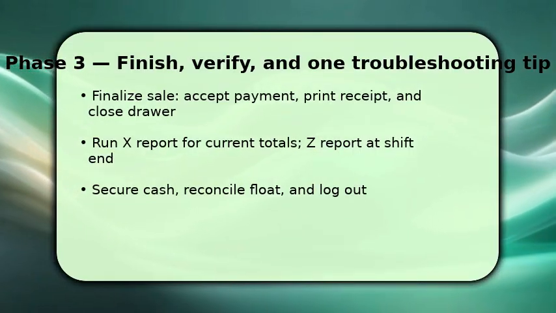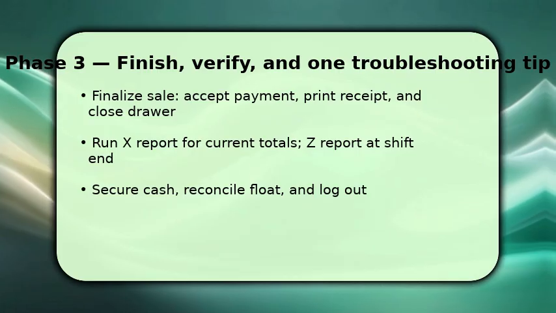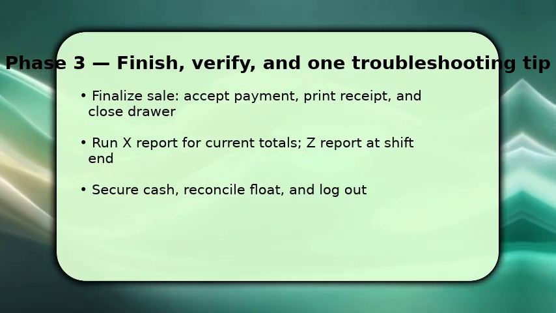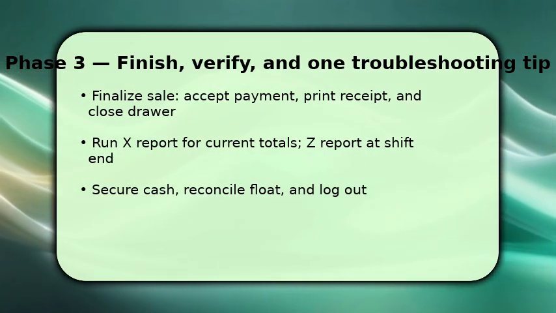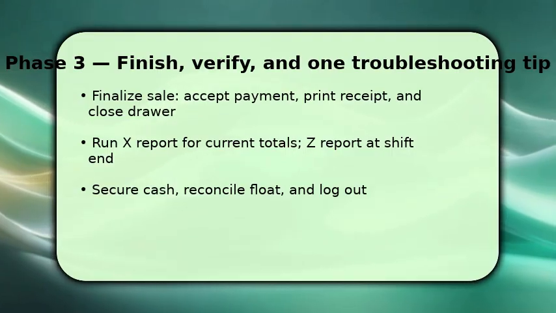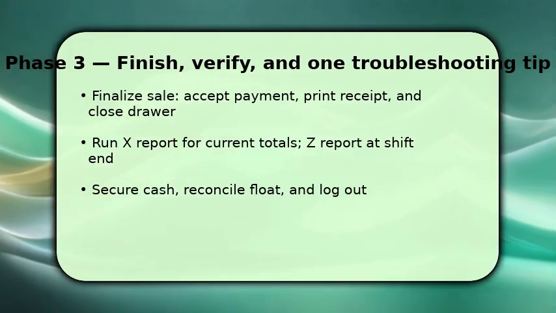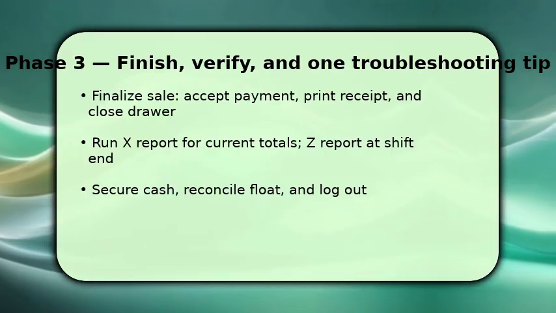Once done, run an X report to check ongoing totals. At shift end, run the Z report to zero out daily totals and generate the official closing record. Count and secure cash, reconcile against the opening float and receipts, then log out or switch operator.